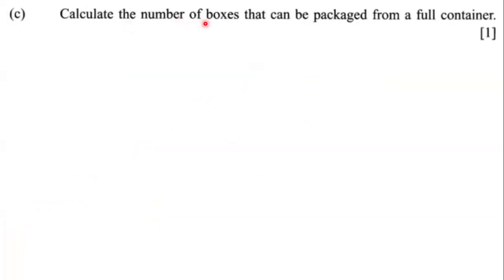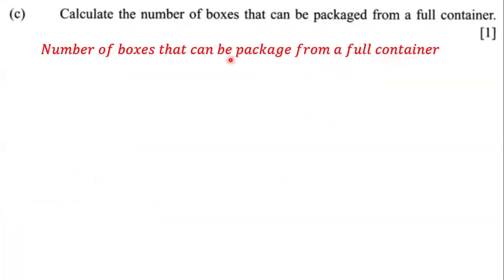Next, it says calculate the number of boxes that can be packaged from a full container. So in order to do this, we have to divide. We're just going to take 29.7 meters cubed. That is the volume that we got originally from the volume of that cylinder. And we divide it by the volume that we just figured out in part B, which is 0.0045 meters cubed. And so when we divide these two, we get 6,600 boxes. So the number of boxes that can be packaged from a full container is 6,600 boxes. And that's the answer to this question.